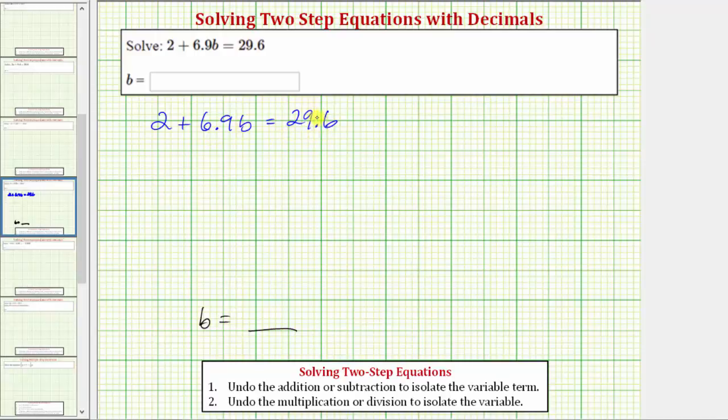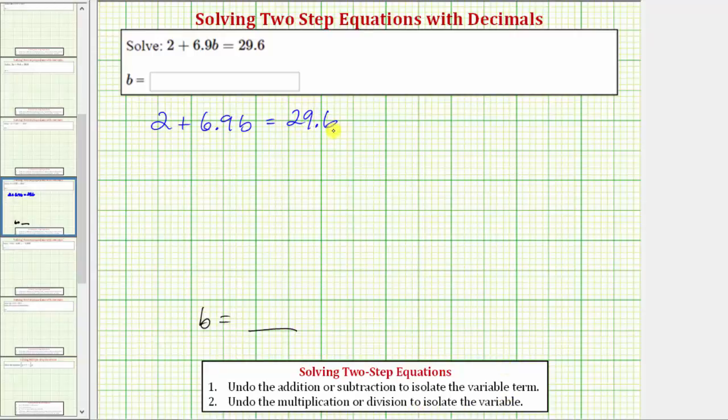So for the first method, we'll leave this equation as is, and because there are two operations we need to undo on the left side of the equation to solve for b, this is often called a two-step equation. To solve a two-step equation, the first step is to perform addition or subtraction to isolate the variable term, which for this equation means we want to isolate the term 6.9b in the first step, and the second step is to multiply or divide to isolate or solve for the variable.